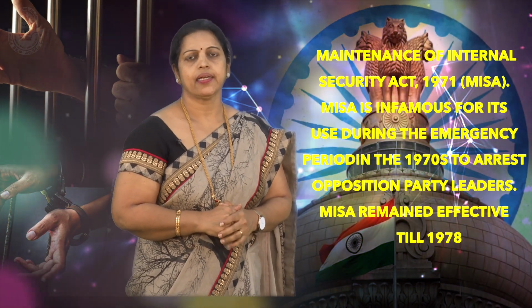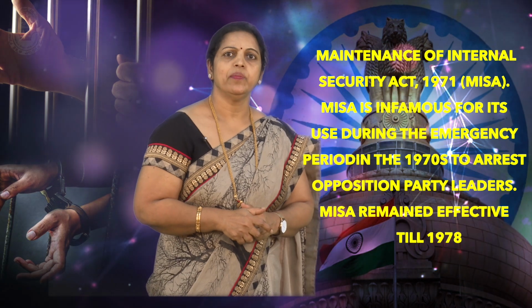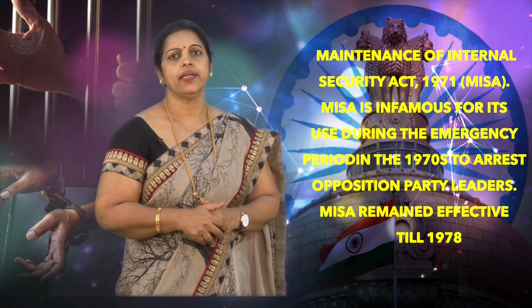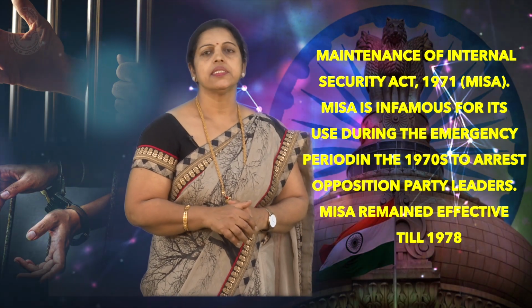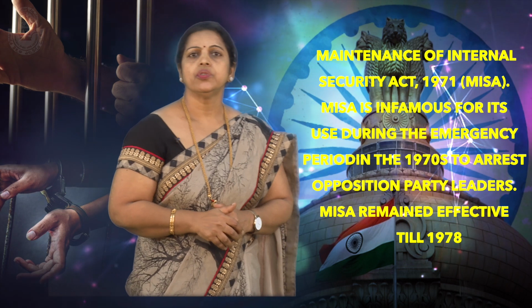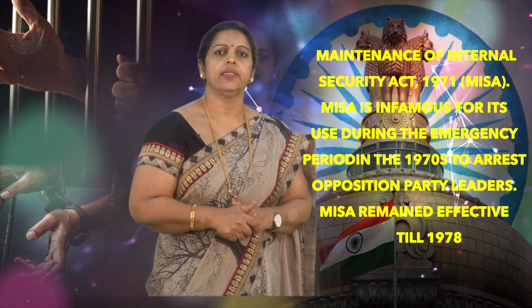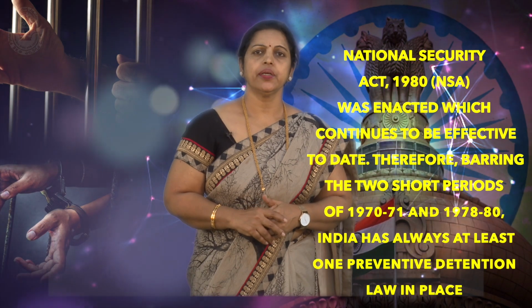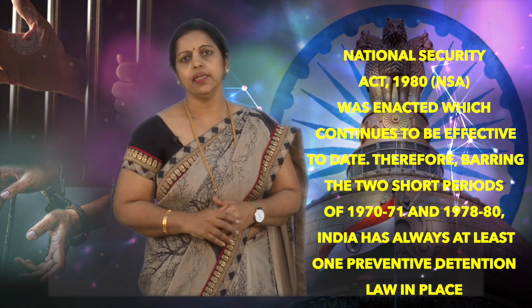Since then, India has periodically enacted various such laws. One of the most prominent among them is the Maintenance of Internal Security Act 1971, that is MISA. MISA is infamous for its use during the emergency period in the 1970s, particularly in the years 1975 to 77, to arrest opposition party leaders. MISA remained effective till 1978. 2 years later, the National Security Act 1980 was enacted, which continues to be effective to date.